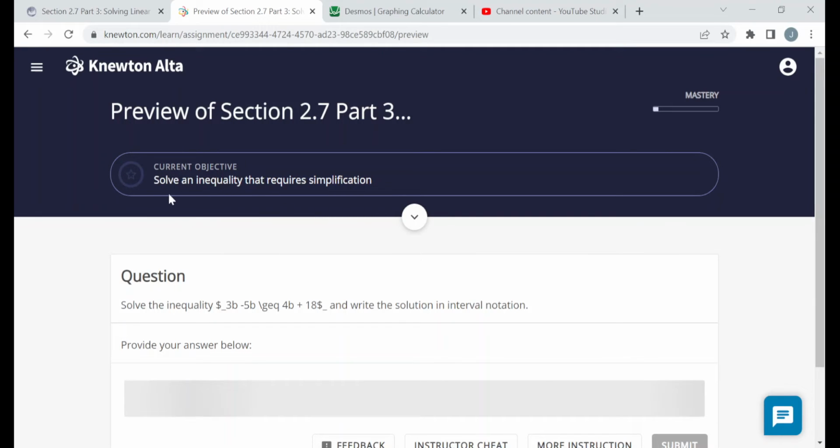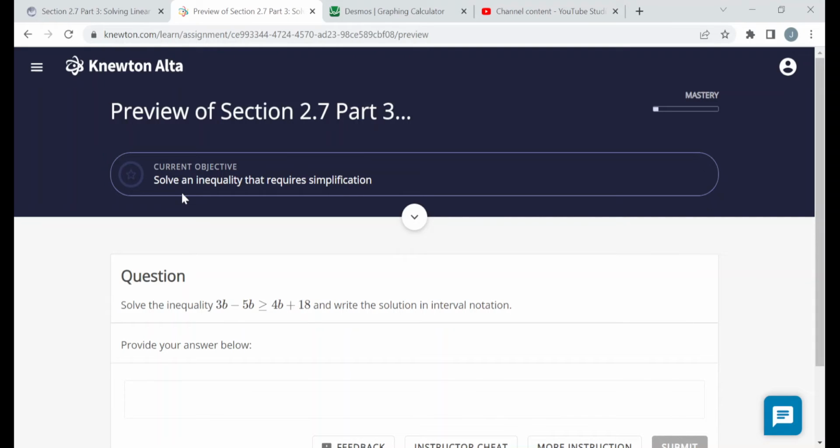So we're skipping to this other objective. Just solve an inequality that requires simplification. Alright, so this is just, I said this in section 2.7 part 2 as well. Solving these linear inequalities, you go through the exact same steps that you would to solve a linear equation. You just have to pay a little more attention to what direction the symbol should be in.